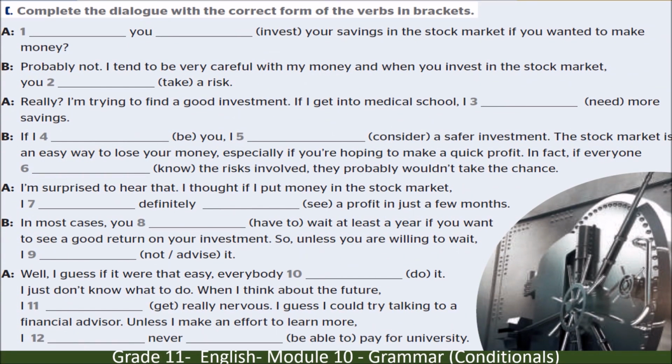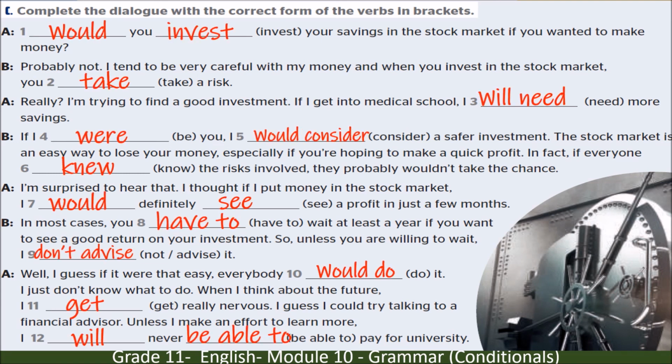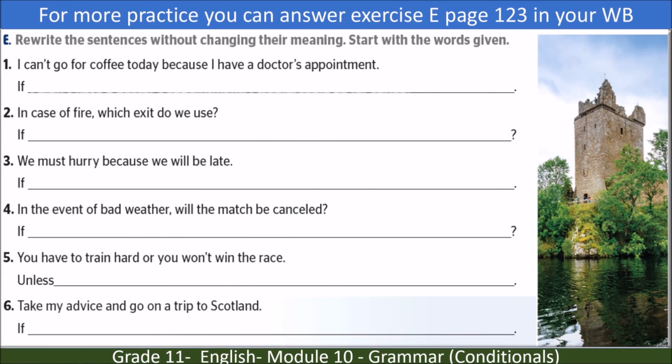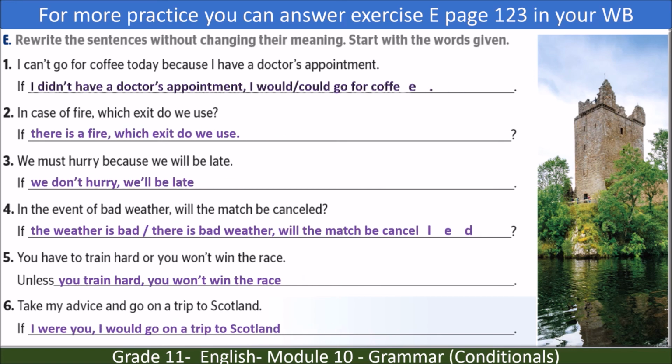Now exercise C. Your task is to complete the dialogue with the correct form of the verbs in brackets. Pause the video, take your time to correct the verbs, and come back to check your answers. Here are the correct forms of the verbs. Check your answers and correct your mistakes. For more practice, you can answer exercise E, page 123 in your workbook, and you can refer to the video for answers.